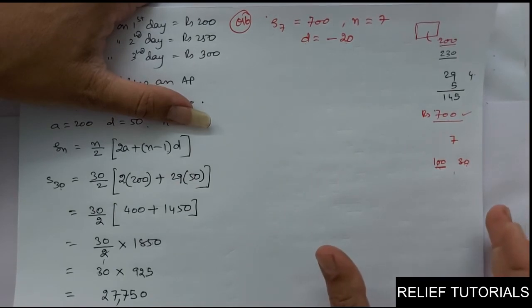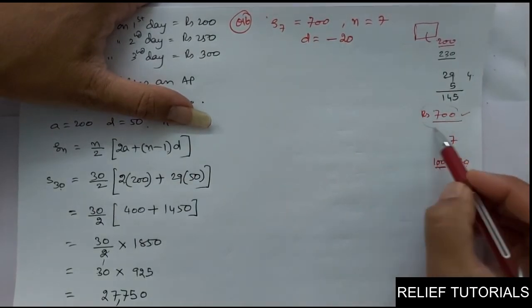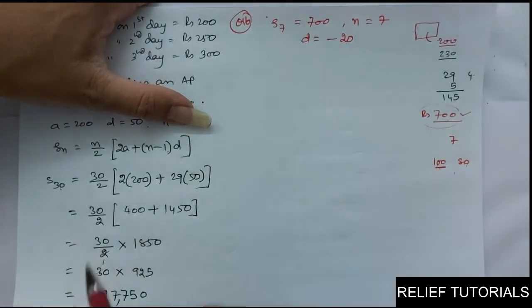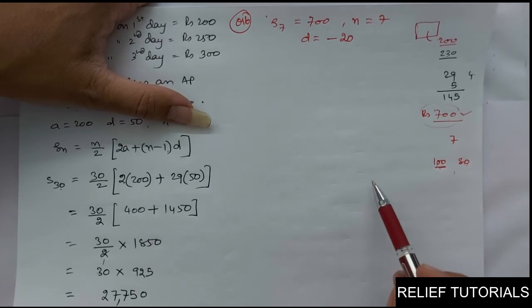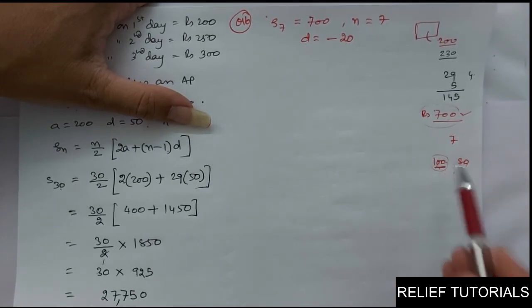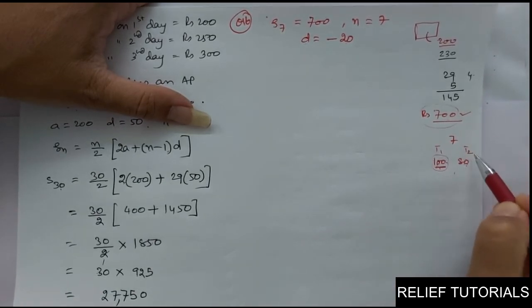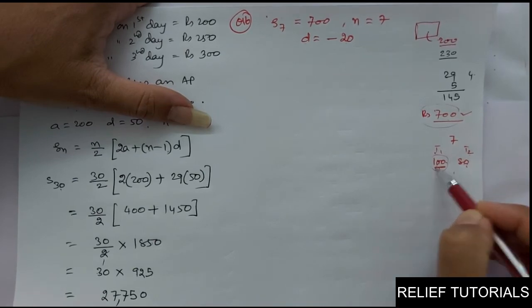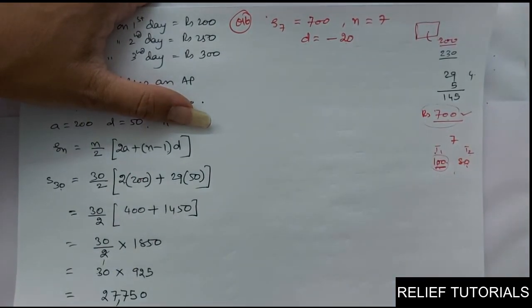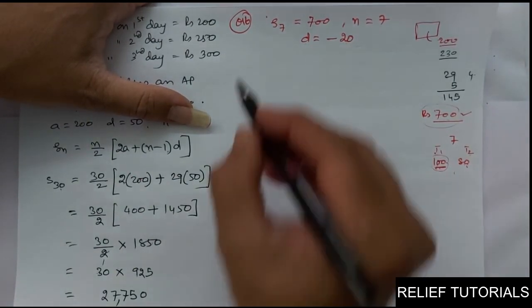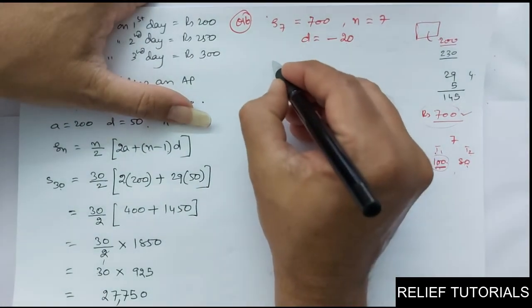Now you want to find the value of each of the price. It seems difficult, but it is quite easy. You want to understand only two concepts. Get sum of total 7 price. So S7 is 700. Total price are 7. Difference is minus 20, not 20. First price will be bigger. This will be T1. This will be T2. So T2 minus T1. So 80 minus 100 will be minus 20. Clear? So now we will use S7.